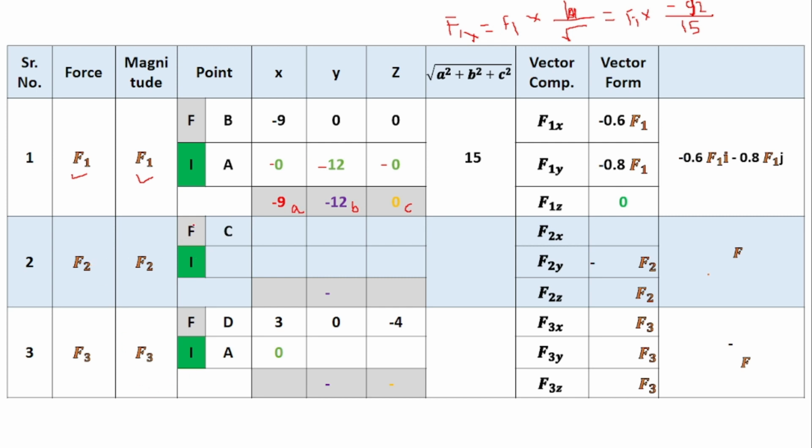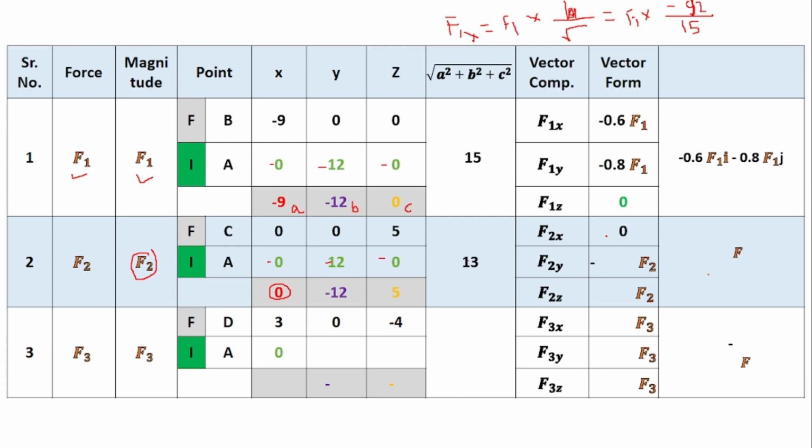Then we'll go to the next force, F2. The initial point is A and the final point is C. The coordinates of point C are 0, 0, 5 and the coordinates of point A are 0, 12, 0. Now do the same thing. 0 minus 0, the answer is 0. 0 minus 12, the answer is -12. 5 minus 0, the answer is 5. Then take the square root of these terms: the square root of 0 square plus -12 square plus 5 square. The answer is 13.